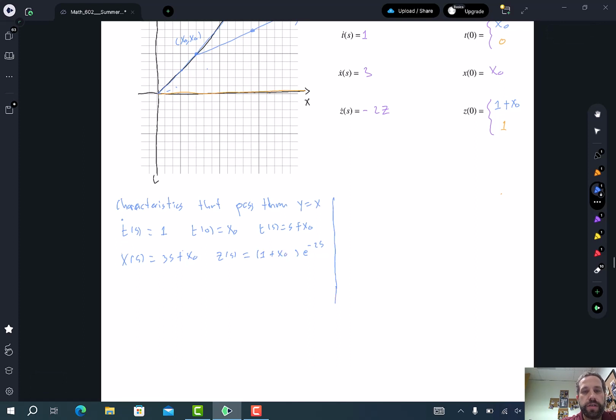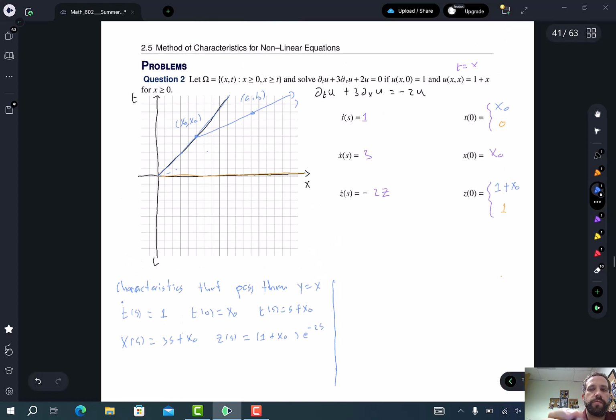Okay, so let's sketch some of these characteristics. This is one of them right here. It's a line going through the t equals x line with a slope of 1/3. So I'll have some other ones like this. This is supposed to be for x naught that lies on that line. So if it lies here, this is also on that line. So I'm going to do something like this.